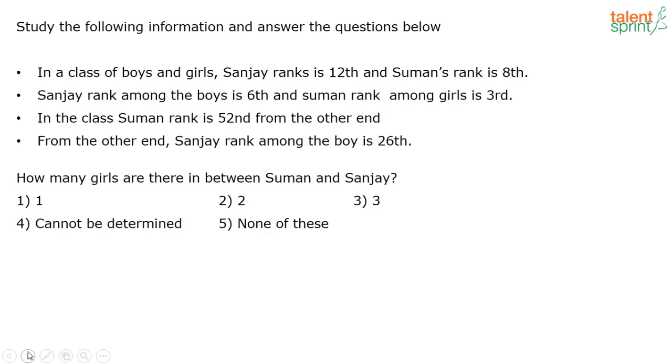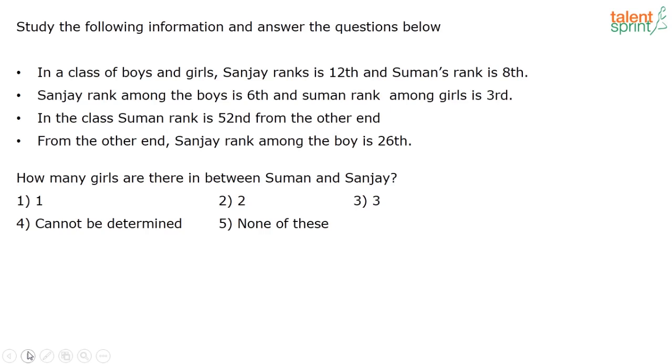Study the following information and answer the question below. In a class of boys and girls, Sanjay's rank is 12th and Suman's rank is 8th. Sanjay's rank among the boys is 6th and Suman's rank among the girls is 3rd. In the class, Suman's rank is 52nd from the other end. From the other end, Sanjay's rank among boys is 26th. How many girls are there in between Suman and Sanjay? How do you solve this question? How many girls are there in between Suman and Sanjay?